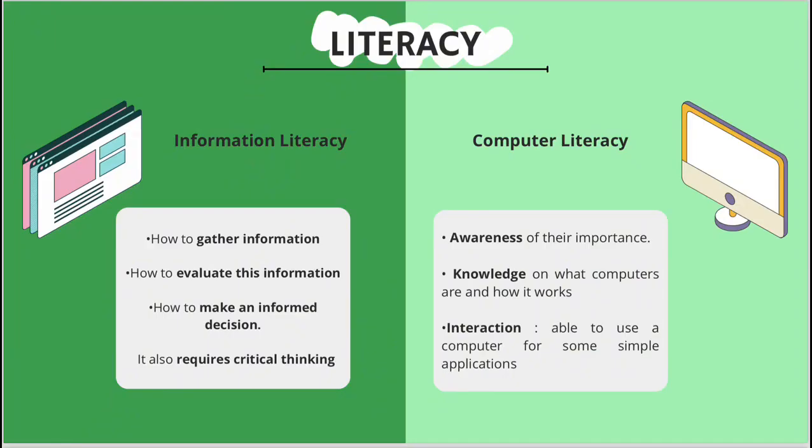And then we need to understand what literacy is. There are two literacies: information literacy and computer literacy. First, let's look at information literacy. Information literacy is basically how to gather information, how to evaluate this information, and how to make an informed decision. It also requires critical thinking. Computer literacy is basically awareness of their importance, knowledge of how computers work, and how we can interact with them.